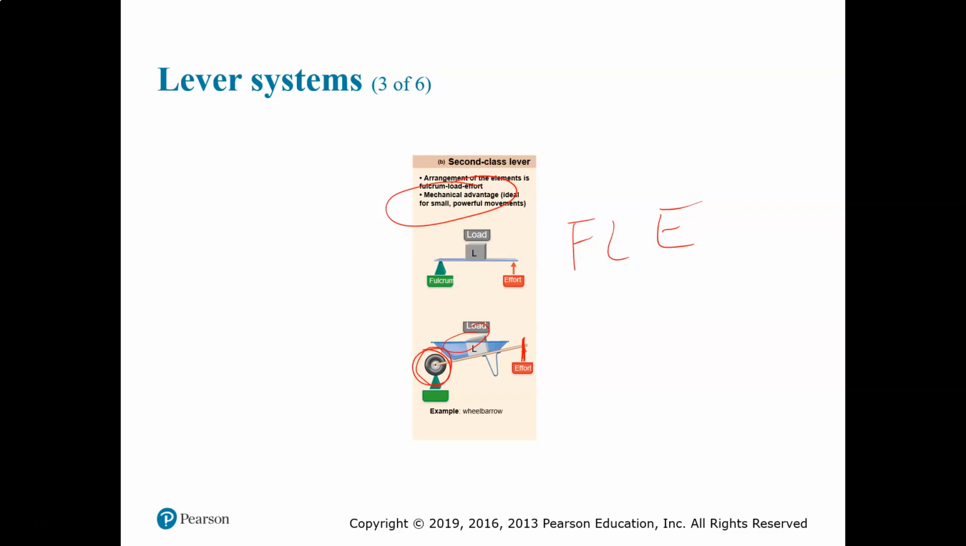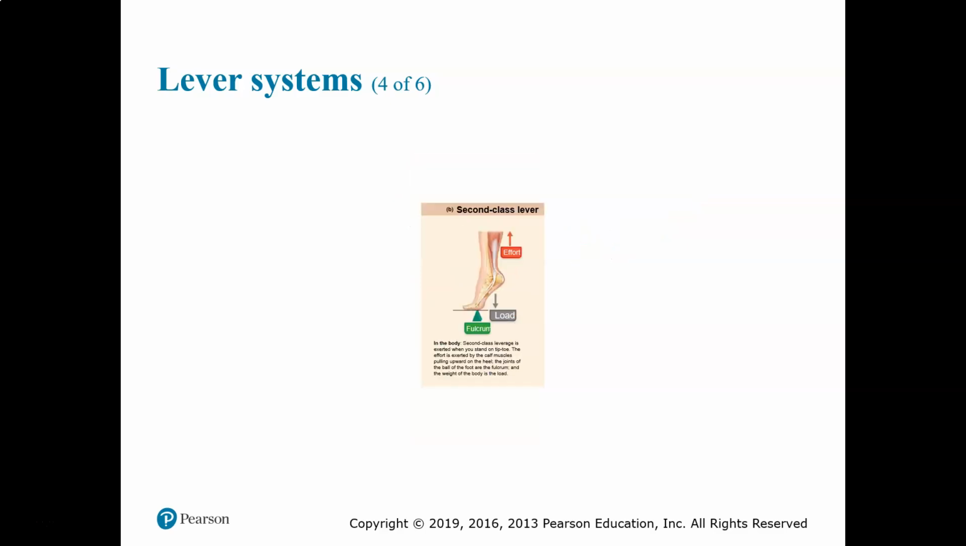This has the greatest mechanical advantage. This would be a power lever. It's got the greatest mechanical advantage. And an example would be standing on your toes. So the fulcrum is actually the joint where your digits attach to your metatarsals. Your phalanges, or your toes, attach to your metatarsals, or the bones of your foot.